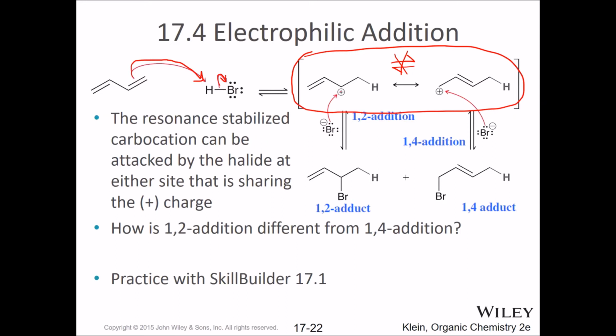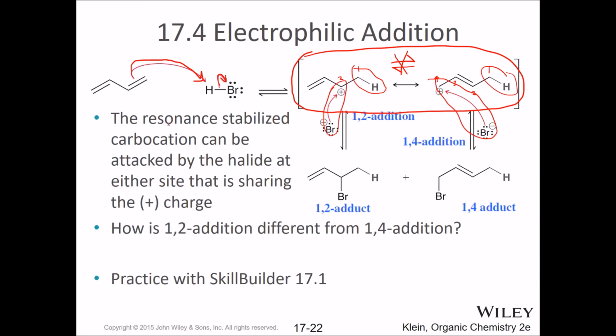Now the bromide comes in one story and adds here. And this is called 1,2 addition because here was the one carbon, and here's the 2 carbon. So it's called 1,2 addition. And if this is the 1 carbon, 2, 3, 4, this would be 1,4 addition because the hydrogen goes here. There's the 1 hydrogen and the 4. 1,2 addition or 1,4 addition. This is called the 1,2 adduct, and this is called, as you can see, the 1,4 adduct.